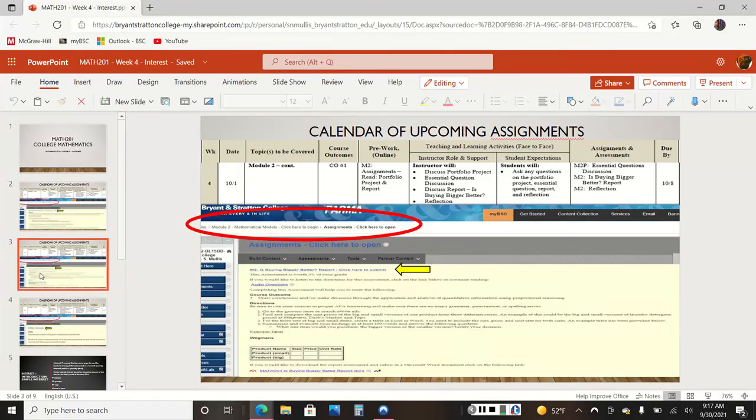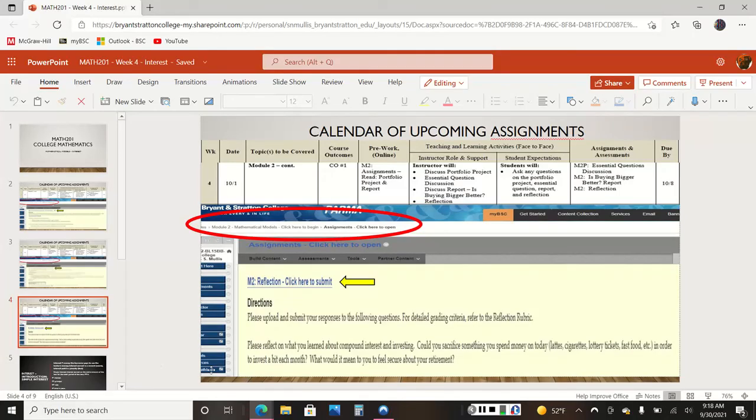The second assignment is the Module 2 is buying bigger, better report. Again, you go into Module 2, Mathematical Models, Assignments, and the assignment is located there, is buying bigger, better. And then the third assignment that you're expected to have complete is the Module 2 Reflection. Now, all 3 of these assignments are due by October 8th. If you have any questions, feel free to reach out to me.